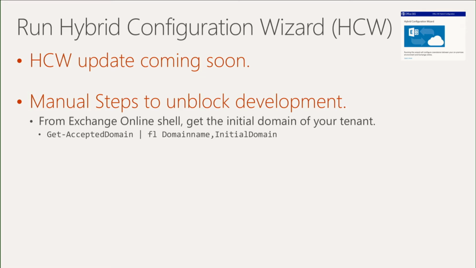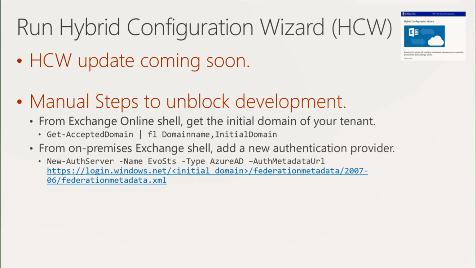domain. This is the contoso.onmicrosoft.com domain, which you originally got when you created this tenant online. The second thing you have to do is go to the on-premises Exchange shell and add a new authentication provider. So what you're basically saying here is that Exchange will accept tokens issued by Azure Active Directory.